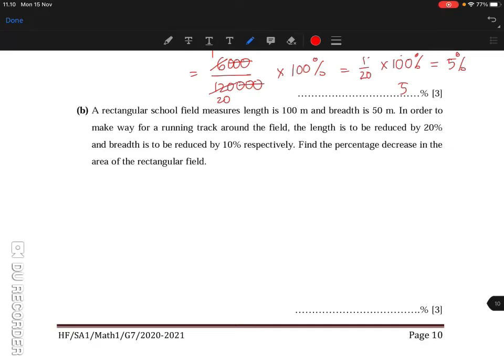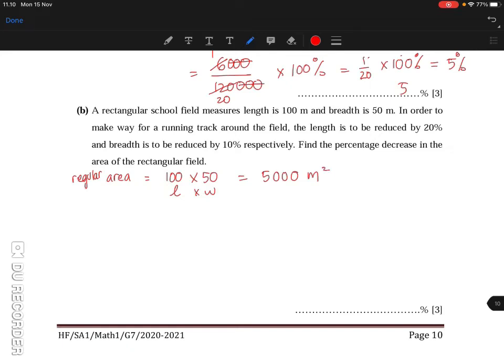Alright, if you want to find the percentage decrease, you need to find the area, regular area. So the first area before reduce, it is going to be 100 multiplied by 50. Remember, it's rectangular. If you have rectangular, it means length multiplied by the width or the breadth. So you will have 5,000 meter square.